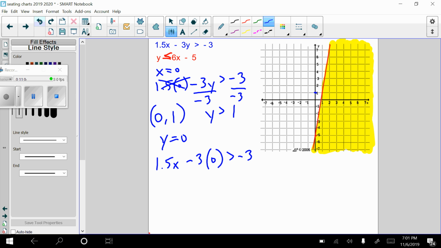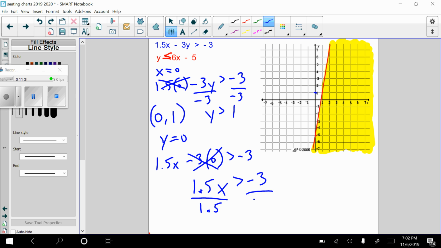So now I do the math. That all cancels out. Negative 3 times 0 becomes 0. So I'm just left with 1.5x is greater than negative 3. I need to divide through by 1.5.